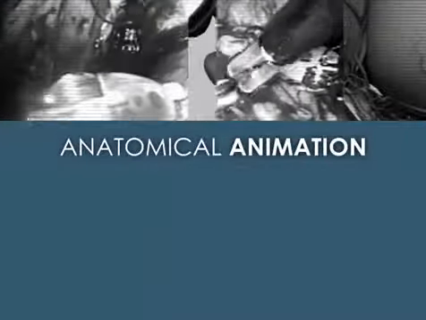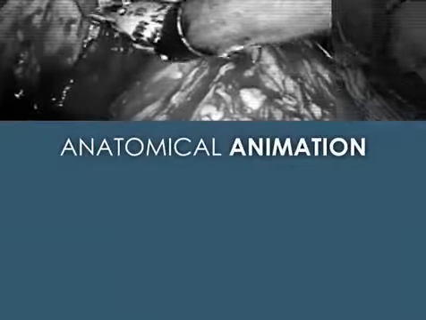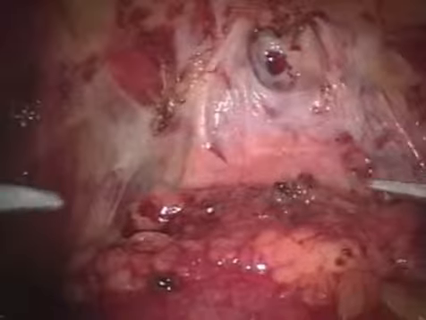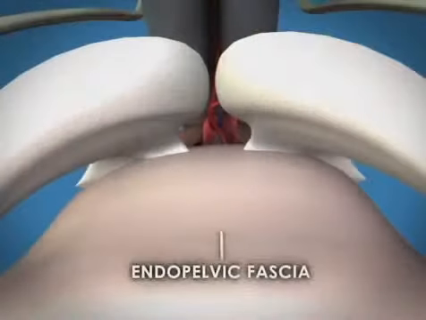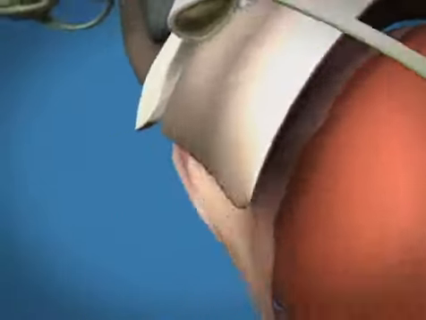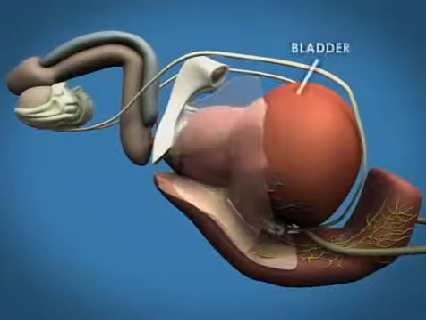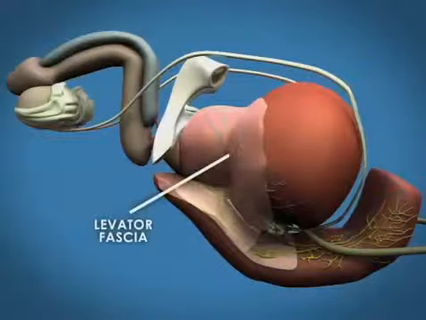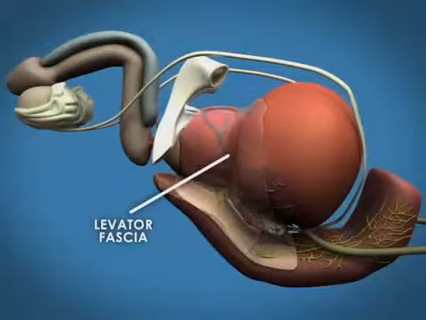This animation will highlight select aspects of robotic radical prostatectomy and presents a simplified view of the anatomy of this area of the body. We begin with a view of the endopelvic fascia. Beneath the endopelvic fascia, we see the bladder and prostate, along with other structural elements. In this view, we also see the levator fascia, which covers the prostate.